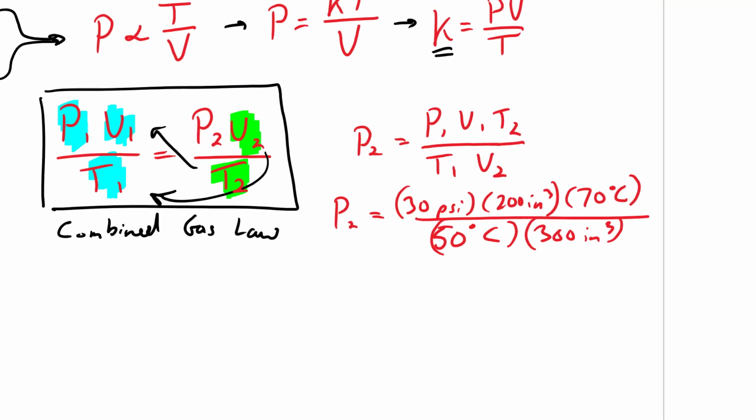Now notice what happens here. I have inches cubed on the top and inches cubed on the bottom. They cancel each other out. I have degrees Celsius on the bottom and on the top. They cancel each other out, leaving me with psi. So my final pressure, the units will be in psi.